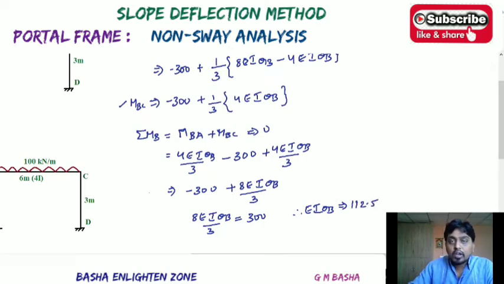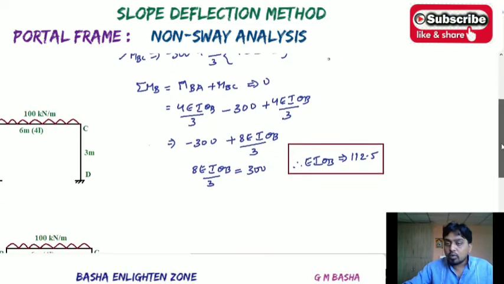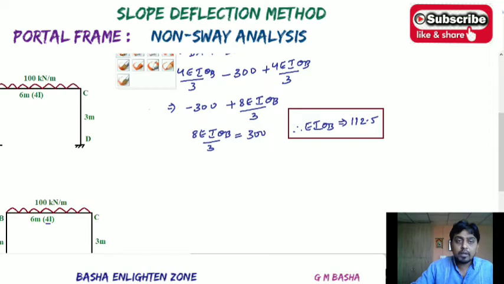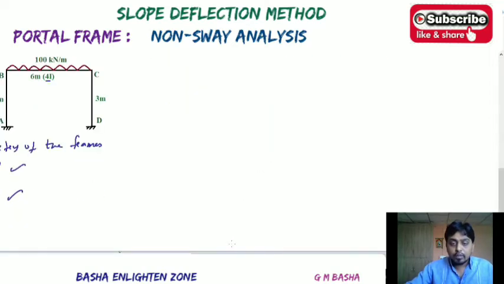So after simplifying, the slope at B remains 112.5. Okay. So after obtaining this slope value, wherever EI theta B appears, substitute EI theta B in the above three simplified equations.